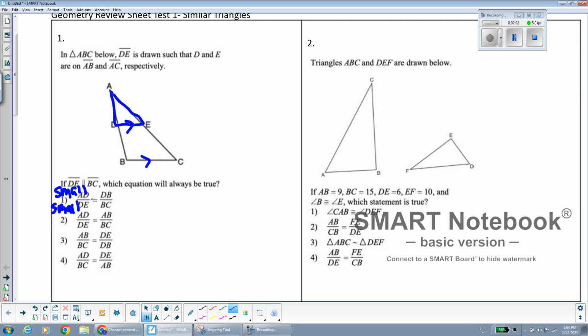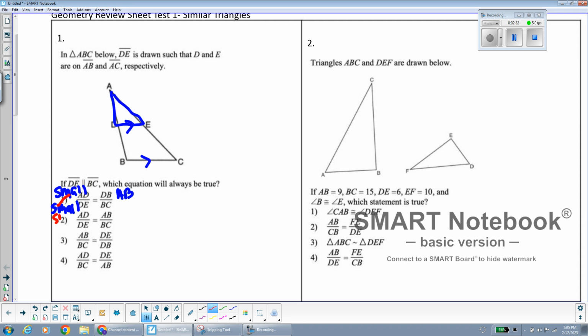AD is right here, so AD corresponds to AB. So AB should be here. DE is here. That does correspond to BC. But since AD is not correctly put with its corresponding side, this proportion is not correct. So it will not always be true. I'm going to get rid of that one. Let me put a mark through it. Let's take a look at the next one.